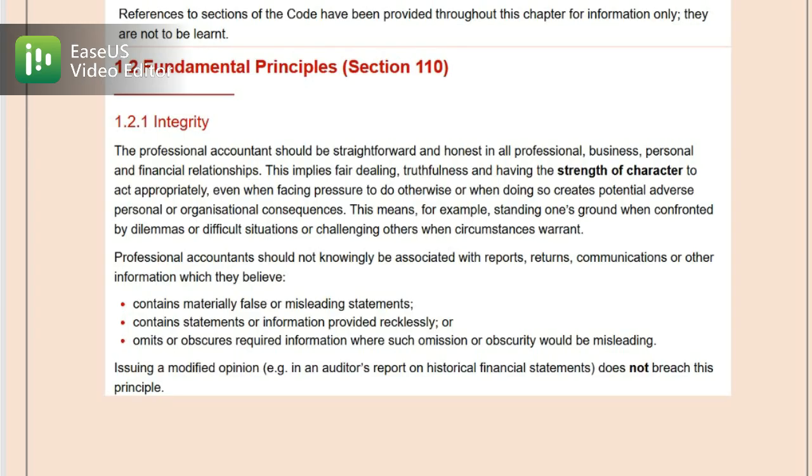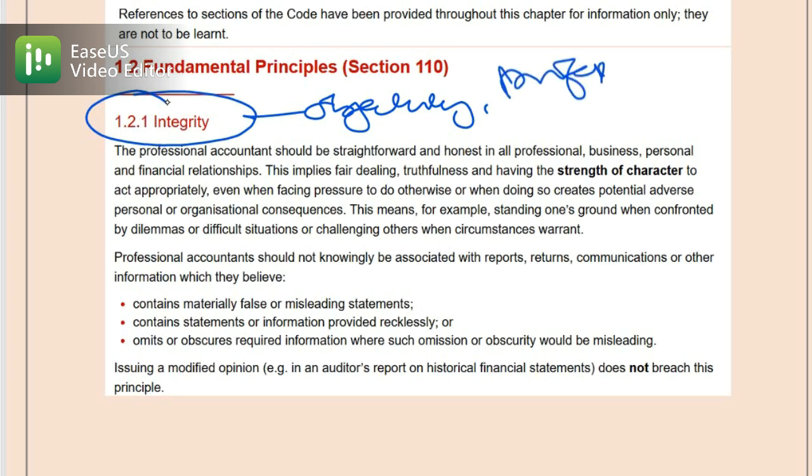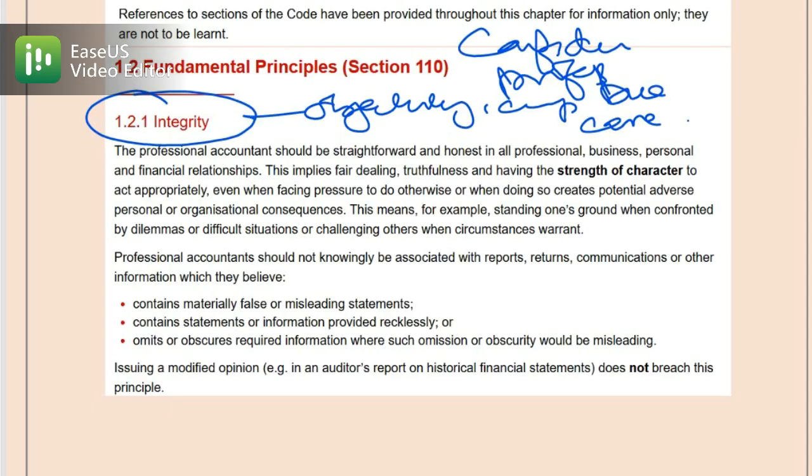The first one is integrity. Then the second one is objectivity. The third one is professional competence and due care. The fourth one is confidentiality. And the fifth one is professional behavior. So let's go through each one carefully, but you have to understand the basics, what we mean by integrity, what is objectivity. If you understand it clearly, then definitely you will be able to crack your exam. Clear?